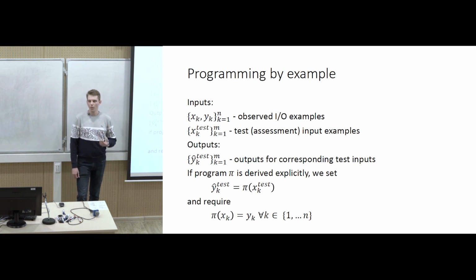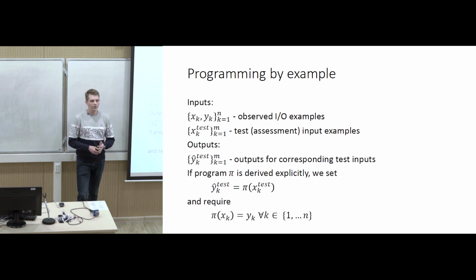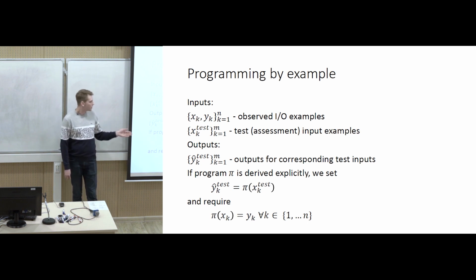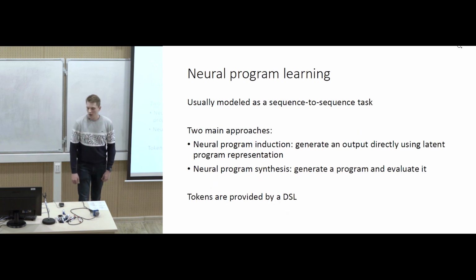As we will see in the neural approach, we can have the situation when we derive the program explicitly, or it could be contained in an algorithm in implicit form. When we derive the program explicitly, we set assessment outputs as the result of evaluation of our program at our assessment inputs. And we require the consistency with observed input-output examples. In neural program learning, these instances are usually modeled as a sequence-to-sequence task.